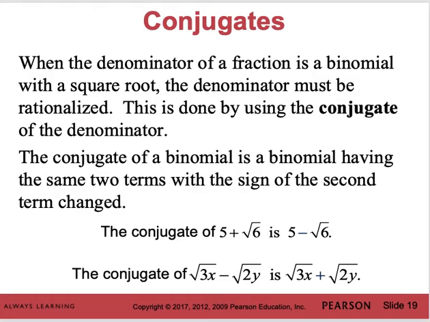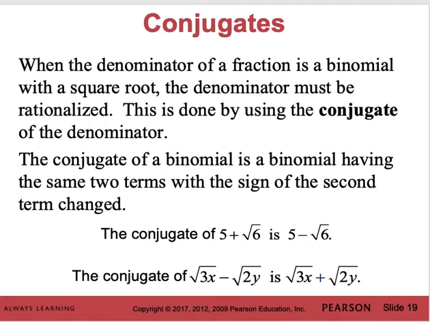Conjugates. When the denominator of a fraction is a binomial with a square root, the denominator must be rationalized. This is done by using the conjugate of the denominator. The conjugate of a binomial is a binomial having the same two terms with the sign of the second term being changed. So you can see the conjugate of 5 plus the square root of 6. We're going to change that sign in the middle and change that to a negative, or subtracting that square root of 6. And the conjugate, or the opposite sign of subtracting the square root of 2y, would be to add.